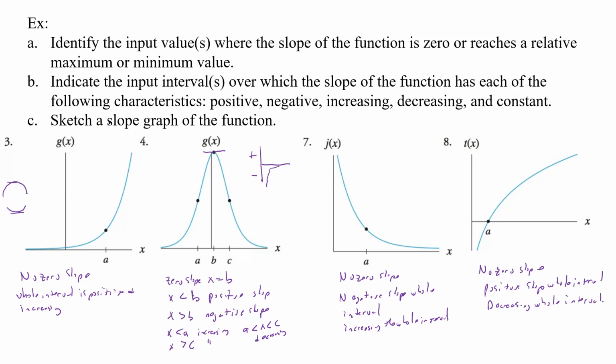And now we're supposed to sketch a slope graph of the function. All right. Well, so that would be kind of a g prime and then g, j, and t of x. So let's go over here. And for the first one, we said it was basically positive and increasing over the whole interval. And so if we think about that, that would do something like that. And I think we had some point here, A, and so we'll call that point A. Okay.